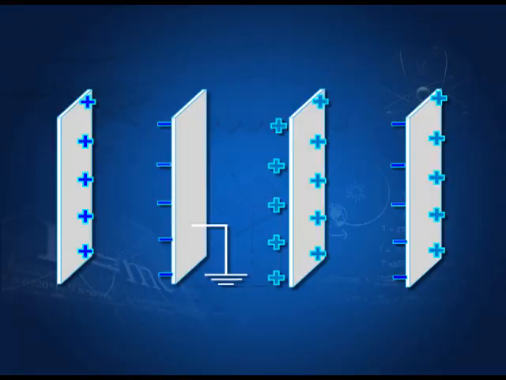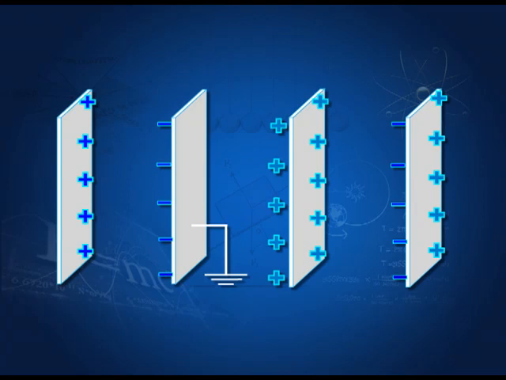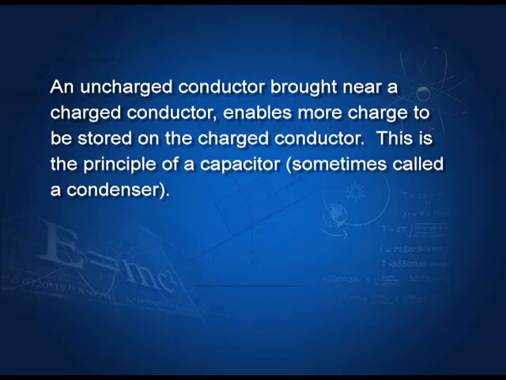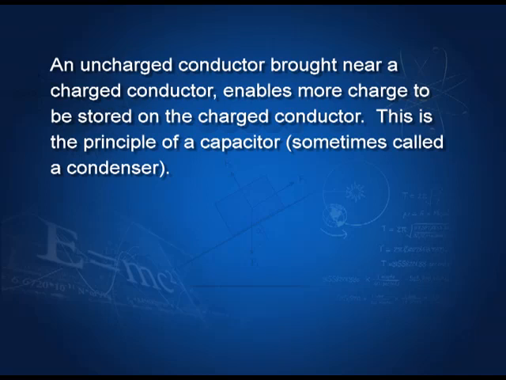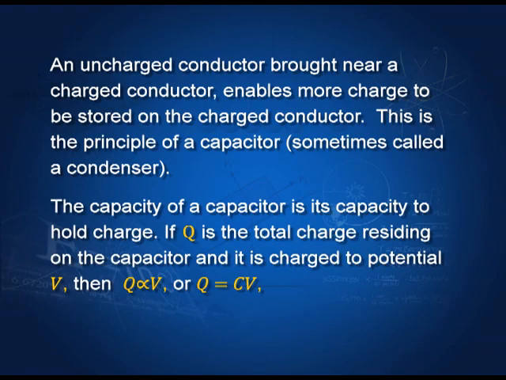That means we can push more charge onto this sheet, and therefore we have increased the capacity of this plate to hold more charge. So, an uncharged conductor brought near a charged conductor enables more charge to be stored on the charged conductor. This is the principle of a capacitor. Sometimes it is called a condenser. The capacity of a capacitor is its capacity to hold charge.